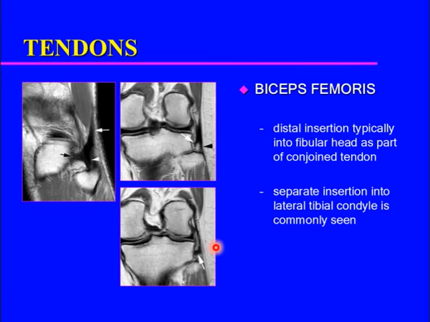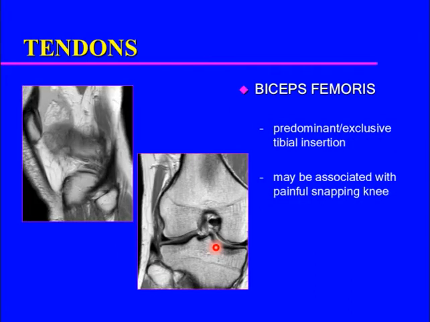Also, it can have a predominant insertion into the tibia or the tibial plateau. You can see here, this is the biceps femoris tendon, and it's not inserted into the fibula. It has no relation to the fibula, it's inserted into the tibial plateau exclusively. Okay, and this can result in a painful snapping knee. It's a normal variant which might result in symptoms.